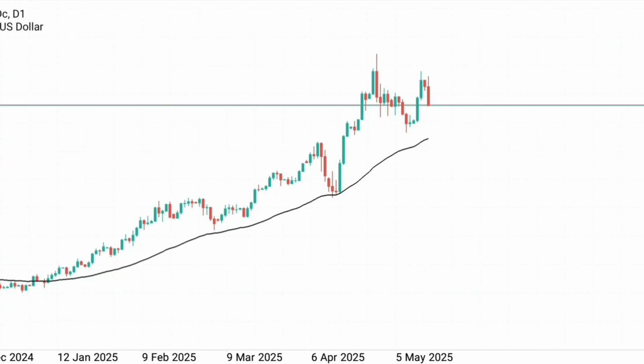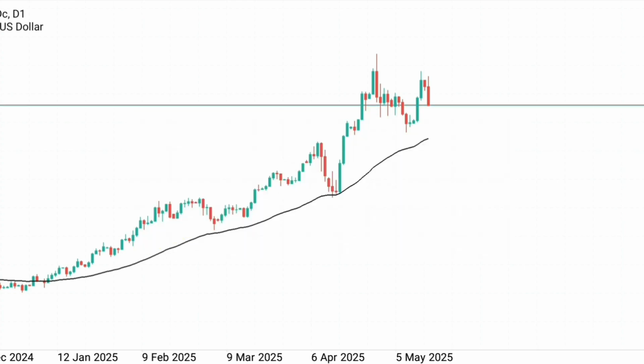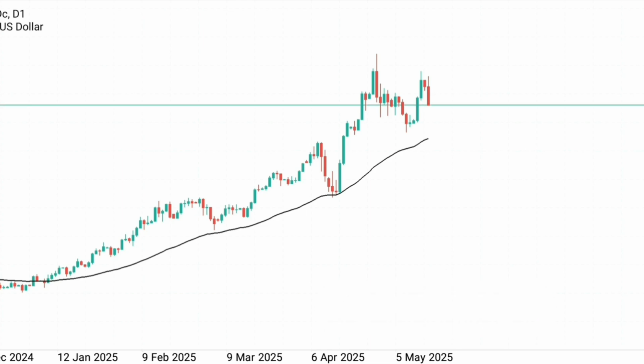So there are three major ways to trade using moving averages, and we are going to discuss them now. The first way is to use moving averages to identify the trend of the market. There is a saying, don't trade against the trend. If a trend is an uptrend, it means that big institutions are buying, so you look for buying opportunities. If it is a downtrend, it means that the big guys are selling, so you look for selling opportunities. But if it's a sideways market, you look for both, buy and sell.